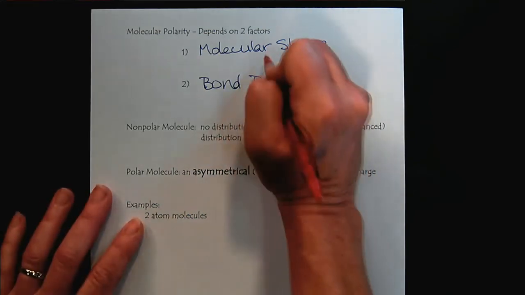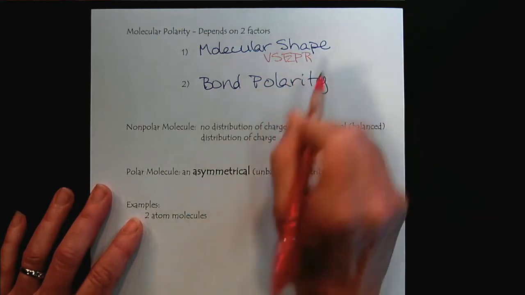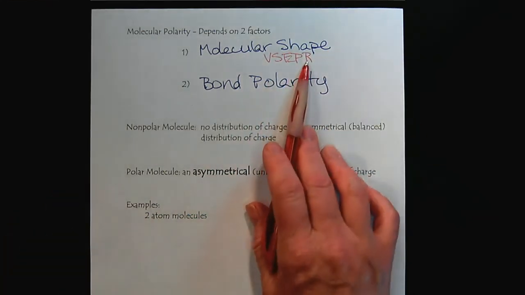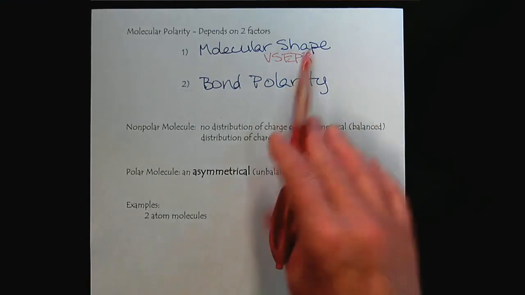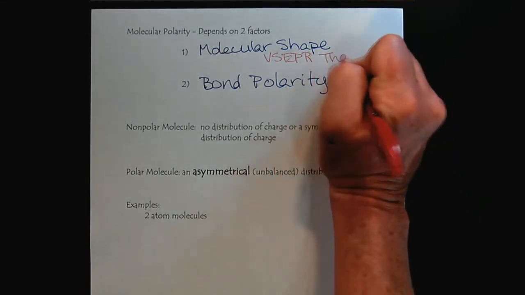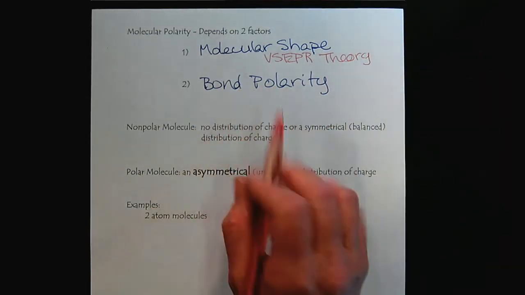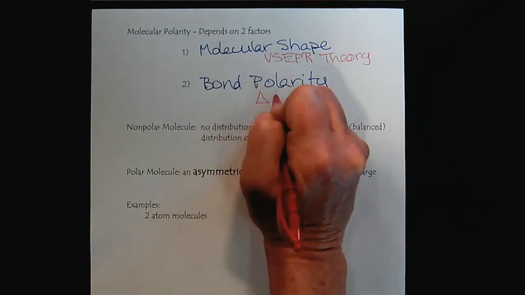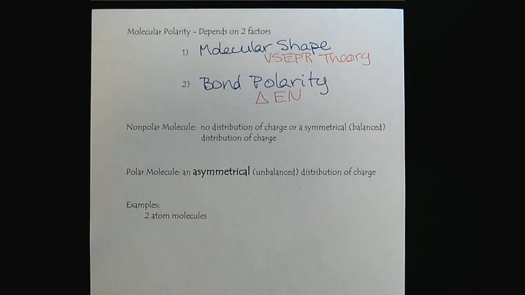And this uses the valence shell electron pair repulsion theory. So if you're feeling uncomfortable with me talking about molecular shape and VSEPR theory, you'll want to go and review the video tutorial on this topic. And then for bond polarity, this will be the differences in electronegativity, which we've been talking about in the first couple pages.